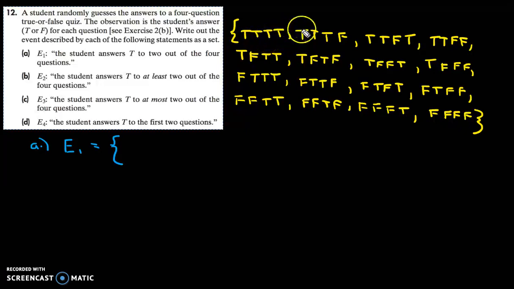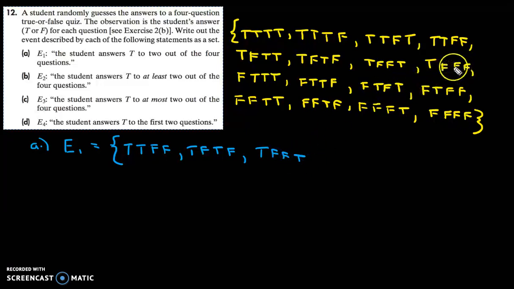Okay, so this one. Definitely not 2 out of 4, not 2 out of 4. Here's one that's 2 out of 4. So we could have 2 trues and 2 falses to meet this requirement. That one's 3 out of 4. This one's 2 out of 4, so we could go true, false, true, false. This one's also 2 out of 4, so true, false, false, true.